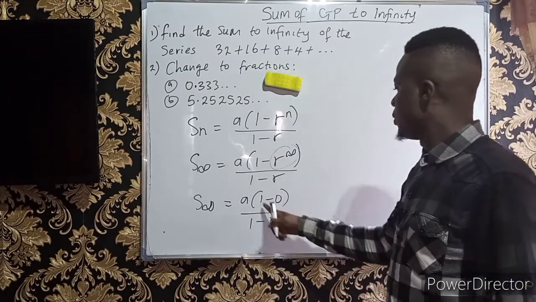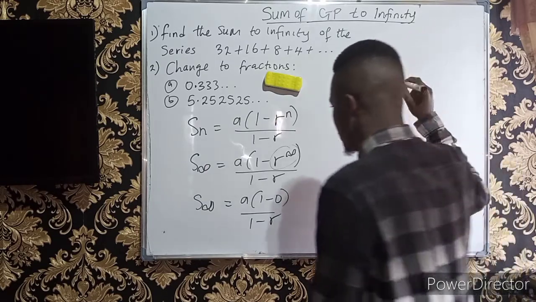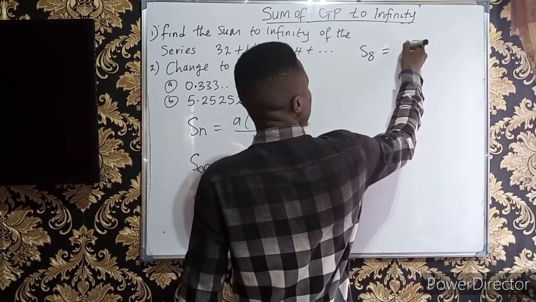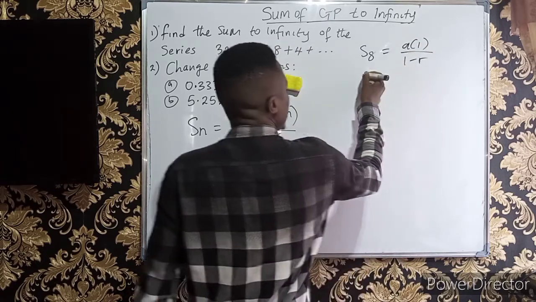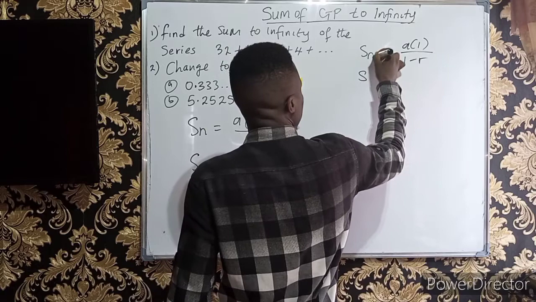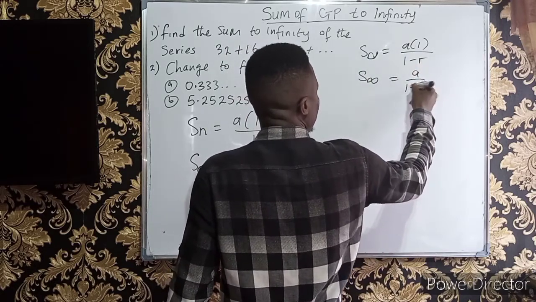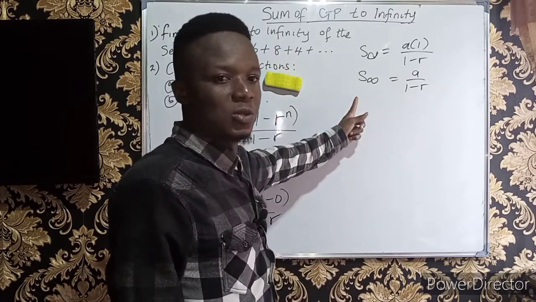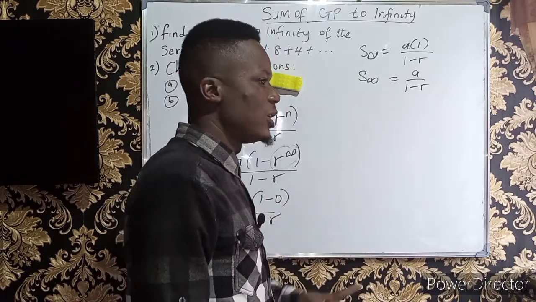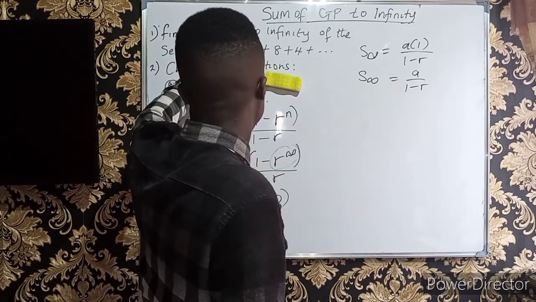Then 1 minus 0 is 1. We are left with the sum to infinity of a GP being a times 1 over 1 minus r. So the sum to infinity will be a times 1, which is a over 1 - r. So this is the formula you always use whenever you are asked to get the sum to infinity of a geometric progression. So let us use this formula to solve question number one.